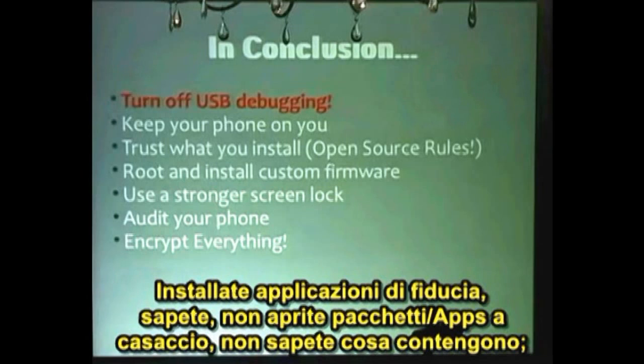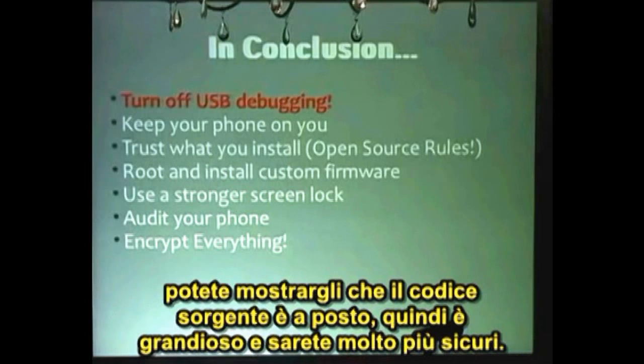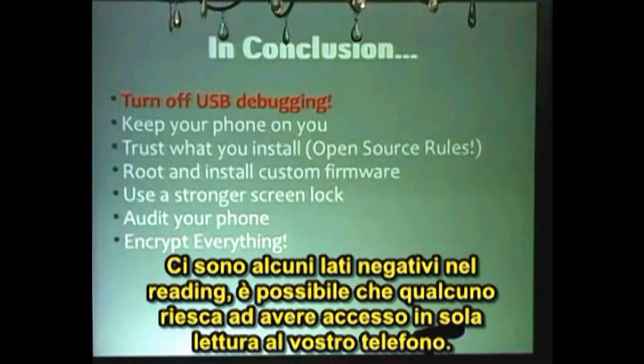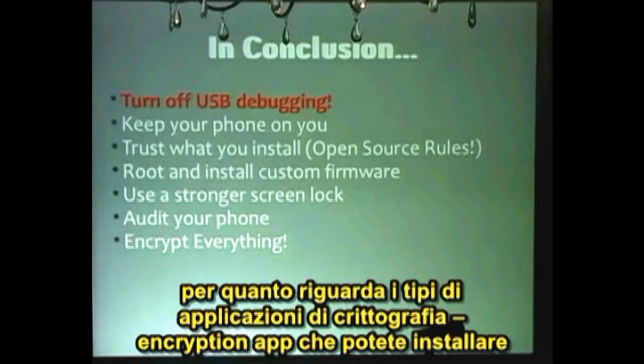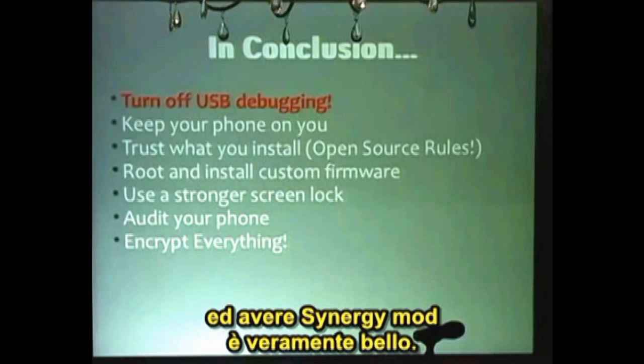Trust what you install. Don't run random packages. You don't know what they contain. Open source is awesome. If you can read the source code, or if you have a friend that can assure you that the source code is okay, then that's awesome, and you'll be much more secure. I honestly do recommend rooting and installing CyanogenMod. There are some downsides to rooting in that it's possible for somebody to get root access to your phone. But I think that the advantages far outweigh the downsides, in the types of encryption apps you can install and the number of other really awesome features you can get from a rooted phone. And having CyanogenMod is really nice.